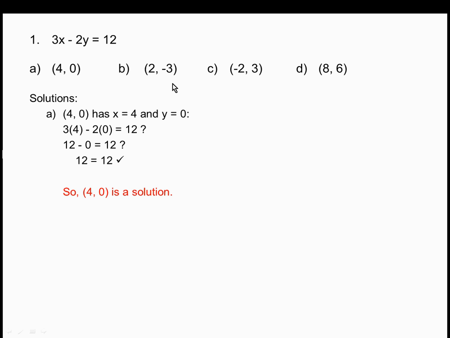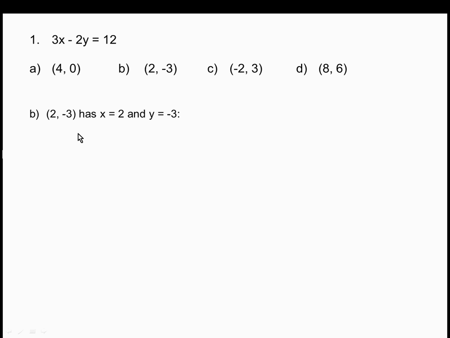Let's try part B. x is 2 and y is negative 3. So in the equation, let x be 2 and y be negative 3. So 3 times 2 minus 2 times negative 3. Does that equal 12? I got 6, and minus times minus is plus. I got 6 plus 6. Is that 12? Yes, it is. So 2, negative 3 is also a solution.